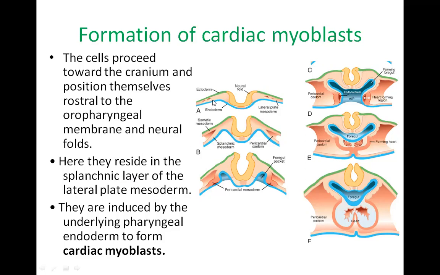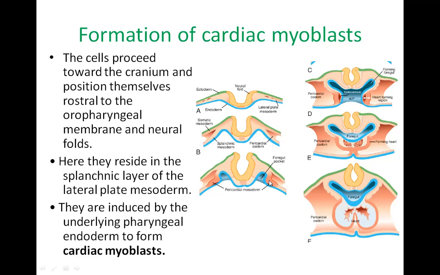The oropharyngeal membrane was the point ahead of the prochordal plate where the ectoderm was closely adherent to the endoderm. So the cells will proceed towards the cranium and position ahead of this oropharyngeal membrane and the neural folds. Here they will reside in the splanchnic layer of the lateral plate mesoderm. This one is the splanchnic layer, so they will come to reside over here. Over here you can see the cardiogenic area. This is the neural fold, this is the underlying foregut, and this is the endoderm. This is the lateral plate mesoderm. Here is the intraembryonic coelom being formed. This is the splanchnic mesoderm. So the cardiac progenitor cells will come and reside in this splanchnic mesoderm, on both sides.